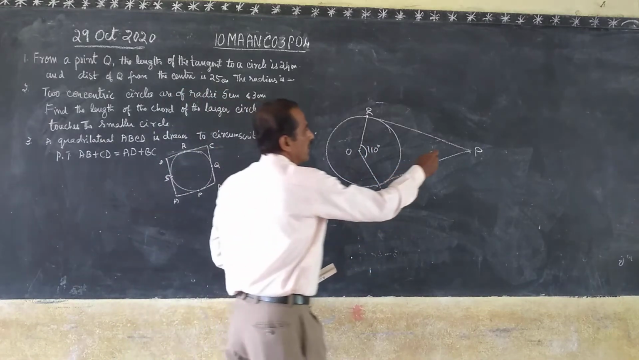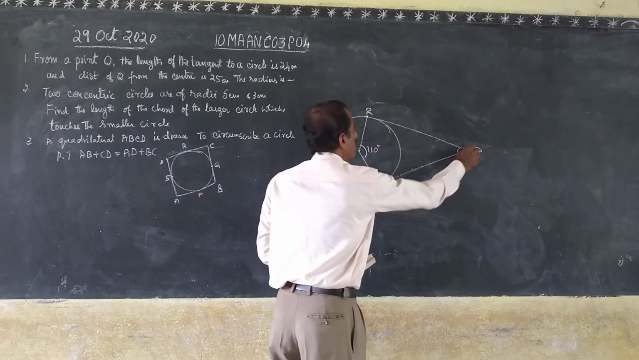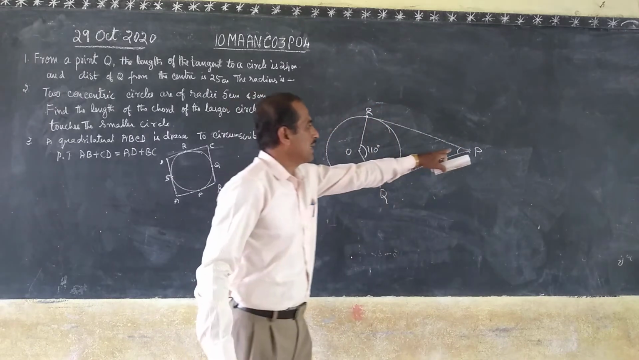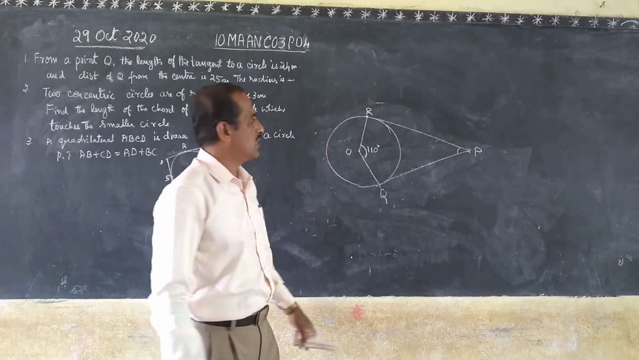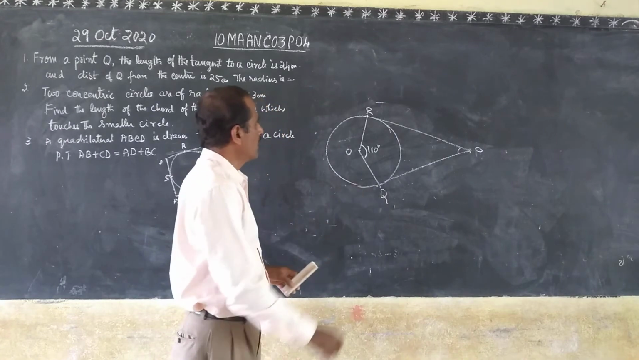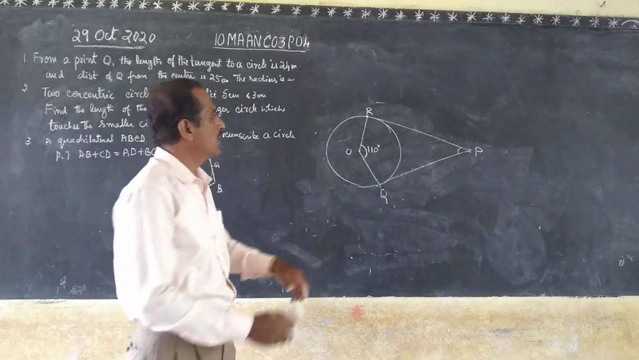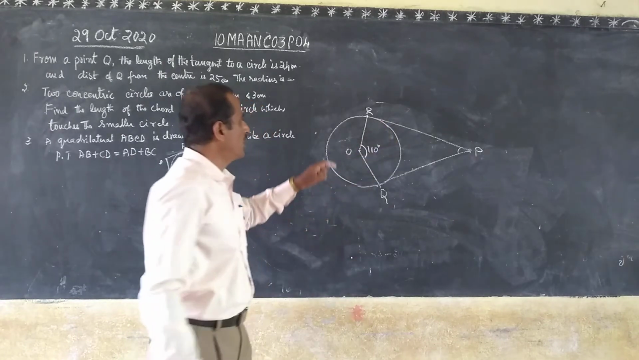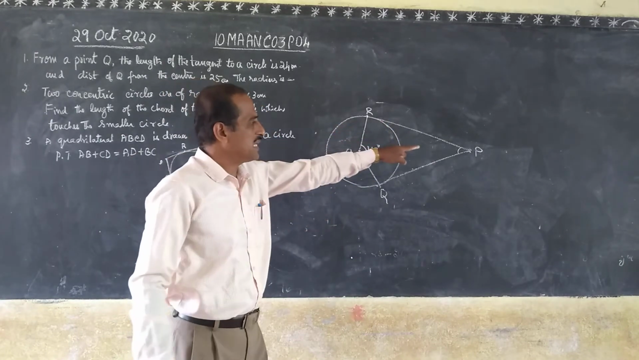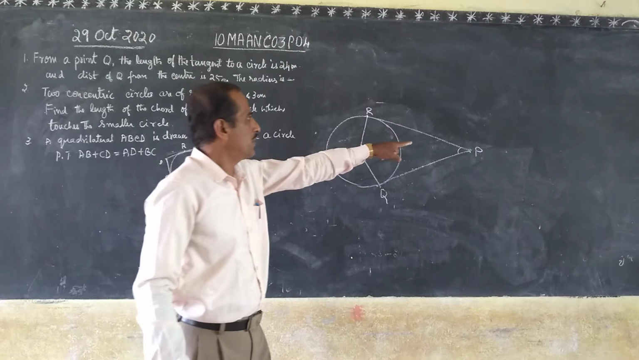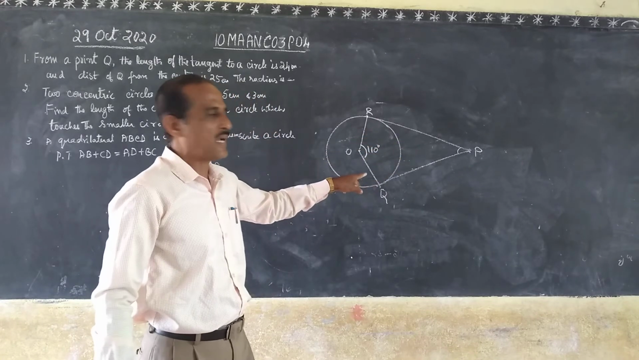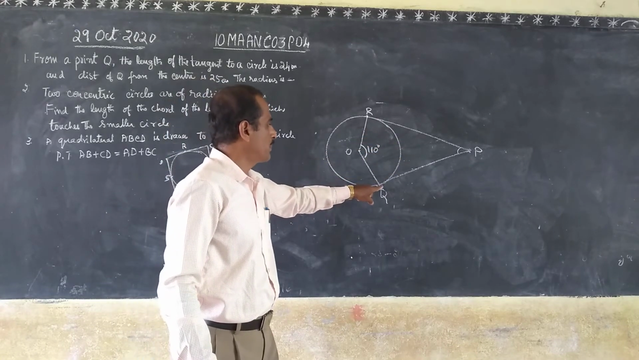What is the angle at P? What is the angle QPR? What is the angle at P? So you can calculate easily. How can you calculate? Now look at this. How to calculate the angle at P? It is given here. P is an external point. PR and PQ are two tangents that touch the circle at Q and R.